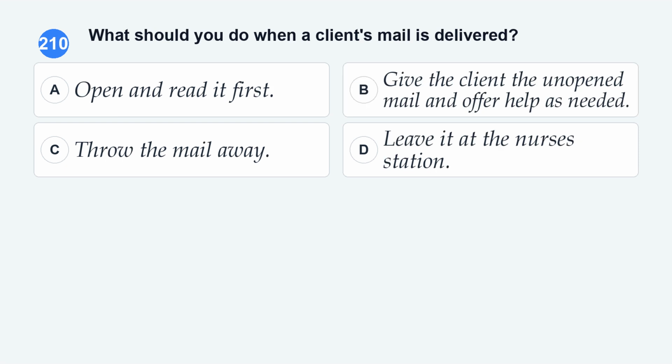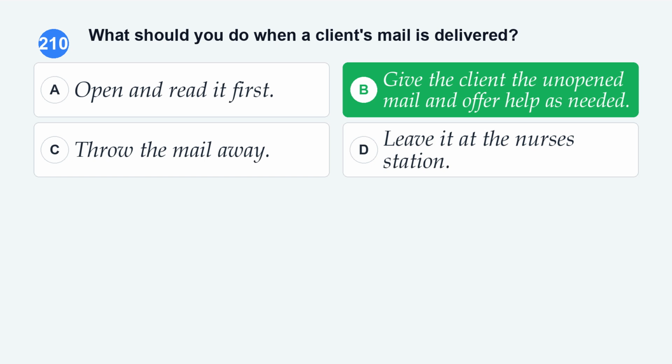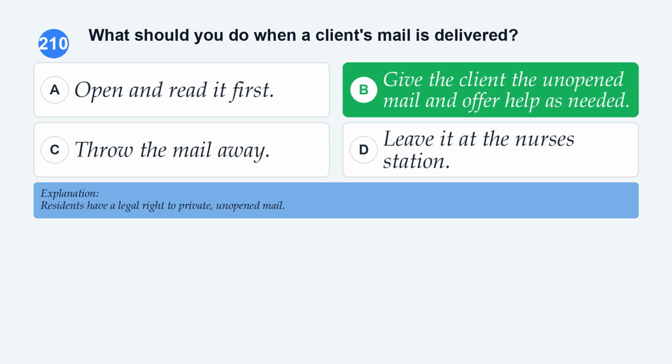Question 210. What should you do when a client's mail is delivered? Option A, open and read it first. Option B, give the client the unopened mail and offer help as needed. Option C, throw the mail away. Option D, leave it at the nurse's station. The correct answer is option B, give the client the unopened mail and offer help as needed. Explanation. Residents have a legal right to private, unopened mail.